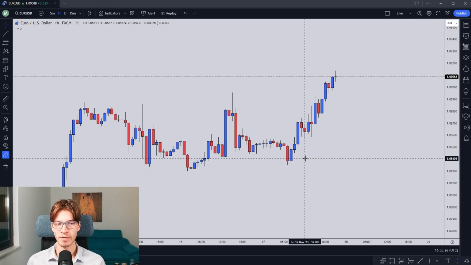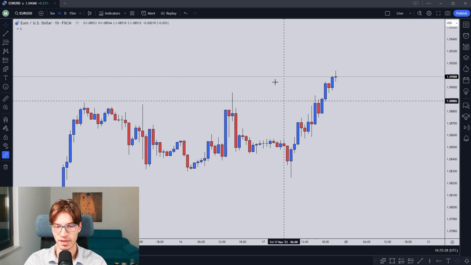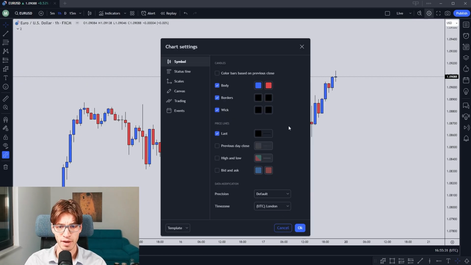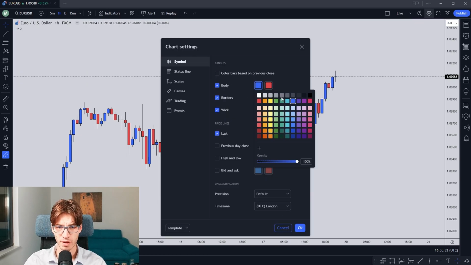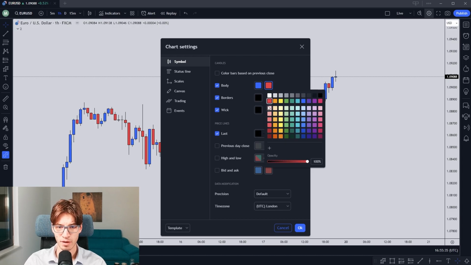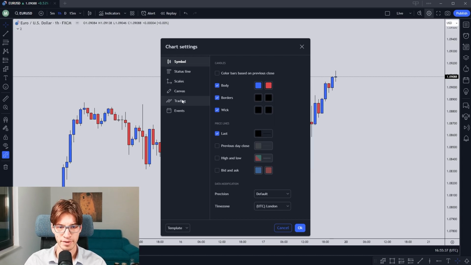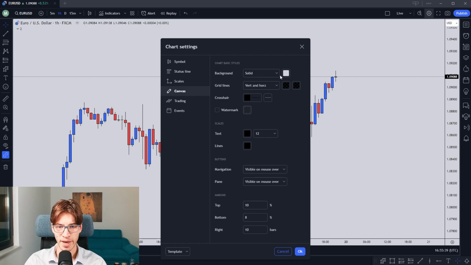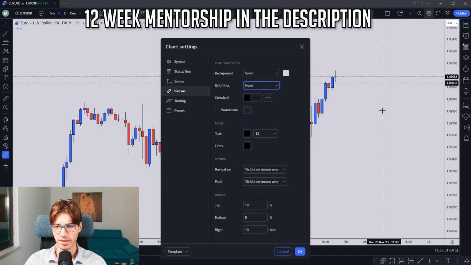This is my professional TradingView interface. As you can see, these are the colors that I use. So if you want to copy it, it's this blue one, this red one, and then basically the background is this color, and I use a solid background. Grid lines, I use no grid lines, okay? So basically, let me see if there is any difference. There is no, I guess the grid lines are the same color as the background, but yeah, that's okay.